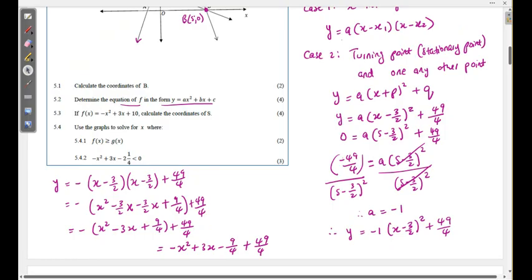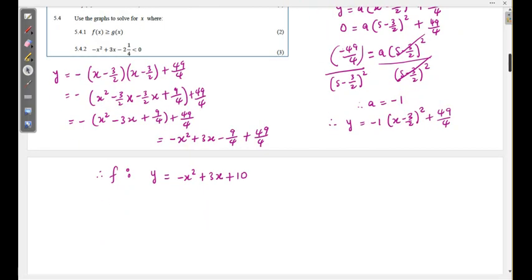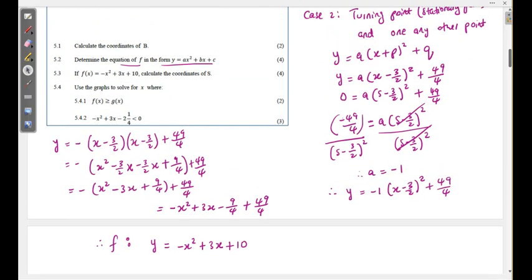Look at the next question. It says if f of x is this. You see they gave you, and it looks like the one you got. But let's just say that for some reason you are not able to solve 5.2. You are allowed to continue with the answer they gave you on 5.3. You are allowed to use it.